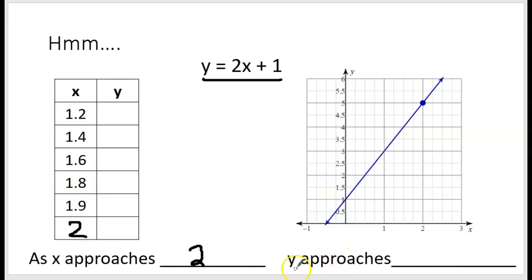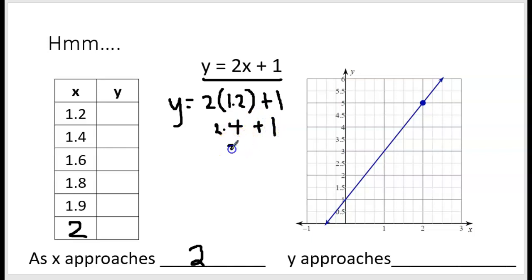Now I want to answer the question, therefore, what is y approaching? Well, the only way to do that is by actually plugging these numbers in. So let's go ahead and plug them in. I'm going to do y equals 2 times, let's plug in the first number for x, which is 1.2, and let's see what we get. So 2 times 1.2 is 2.4, and 2.4 plus 1 is 3.4. So that's what y is approaching there.